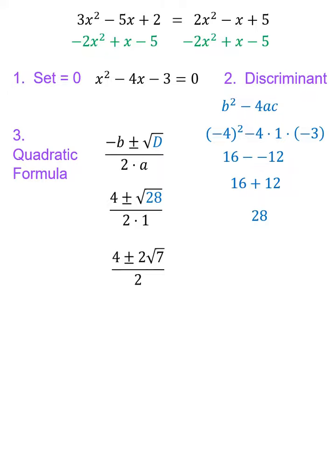First, it's worth noting that radical 28 simplifies to 2 radical 7. Then, what we can do with the plus or minus is split it up into two roots, one with a plus and one with a minus. A root, by the way, is another word for a solution to an equation.